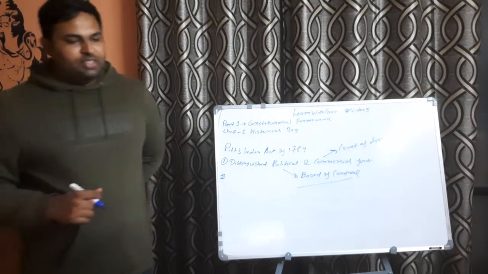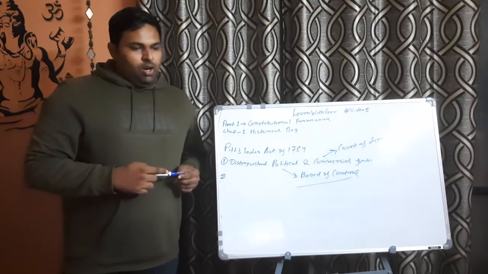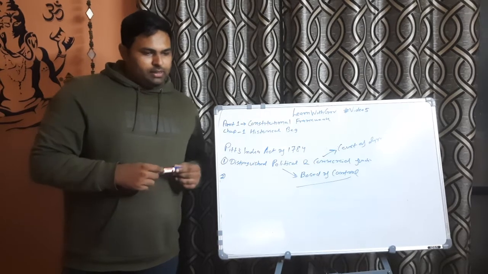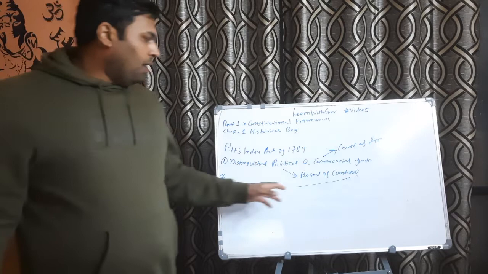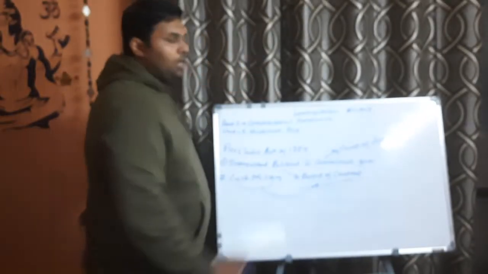What was the second feature? Okay. Now another feature was that this Act of 1784 empowered the Board of Control to also look into the civil and military operations of the company. So civil and military operations were also coming under this Board of Control, where two divisions had been created.